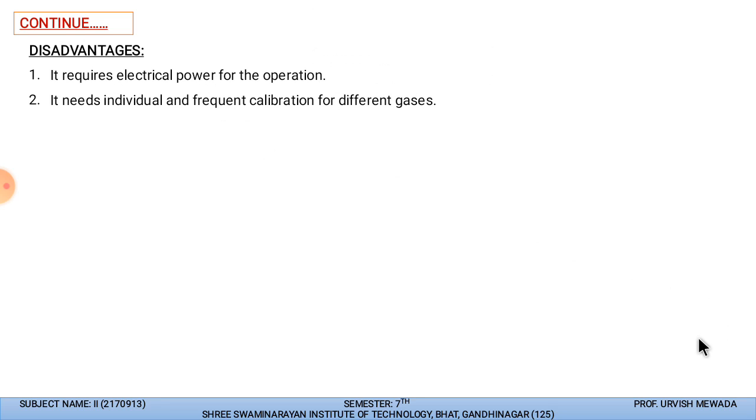So this is how we can understand the working function and the principle of this Pirani gauge for the low pressure measurement. Also, this is how you can explain the advantages, disadvantages, and whole theory of this Pirani gauge.